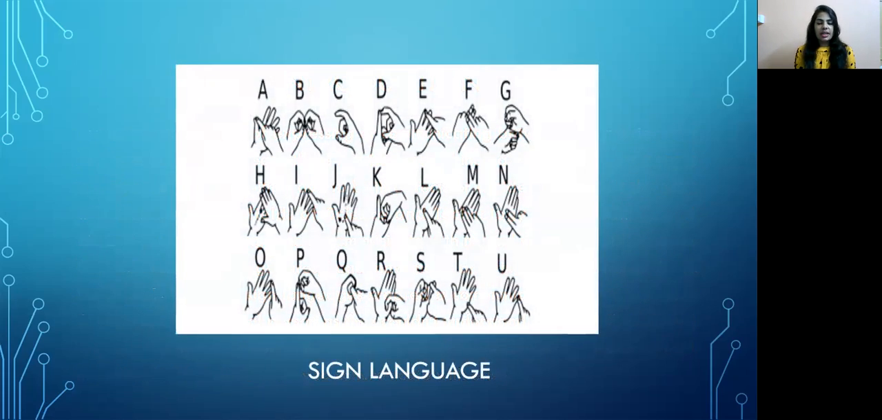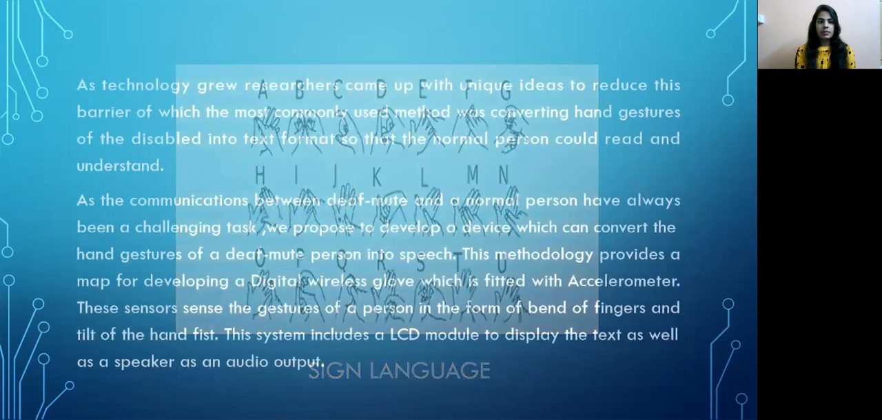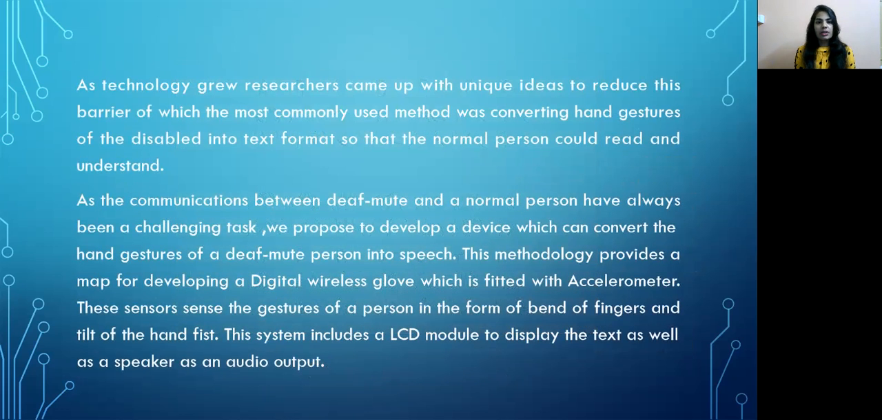This picture depicts the hand gesture or the finger positioning performed by a disabled person to represent alphabets. So, as technology grew, many researchers came up with unique ideas in this context. The most commonly used method currently is converting these hand gestures into text format so that the guardian or the caretaker of the disabled person could read and act accordingly.